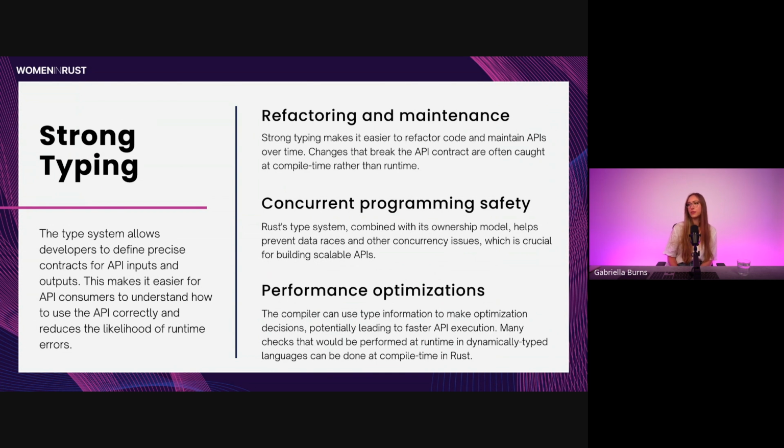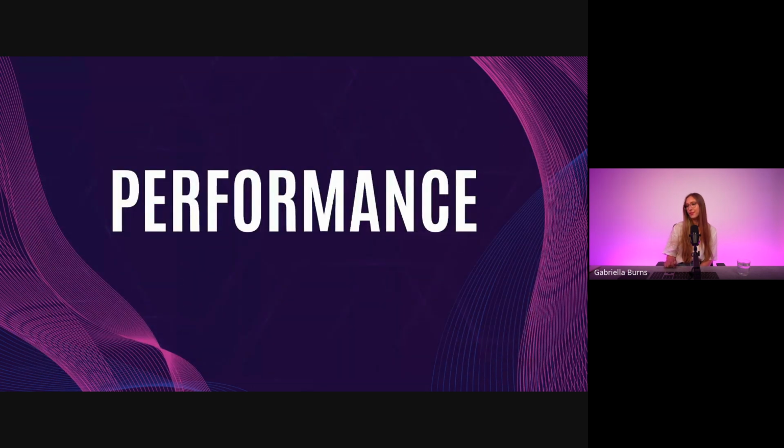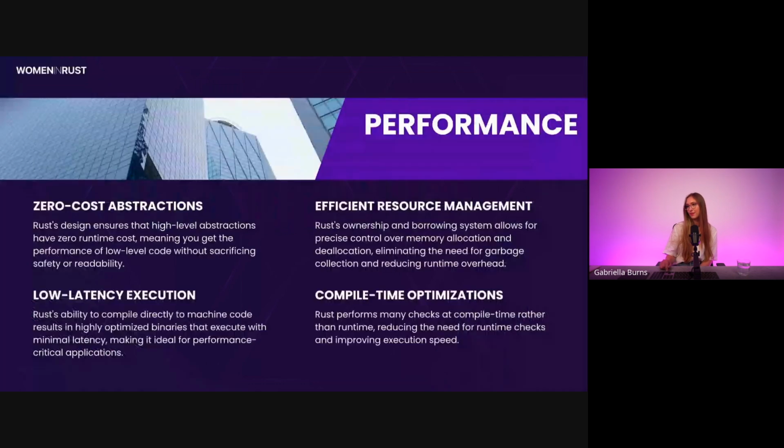The compiler can use type information to make optimization decisions. That can lead to faster API execution. So those checks that would be performed at runtime in a dynamically typed language can be done at compile time in Rust. Okay, so I'm going to go through performance, safety, and scalability now, and we will take a look at a couple case studies relating to this.